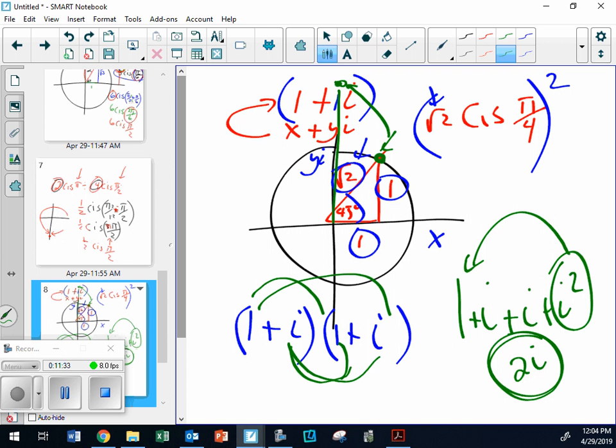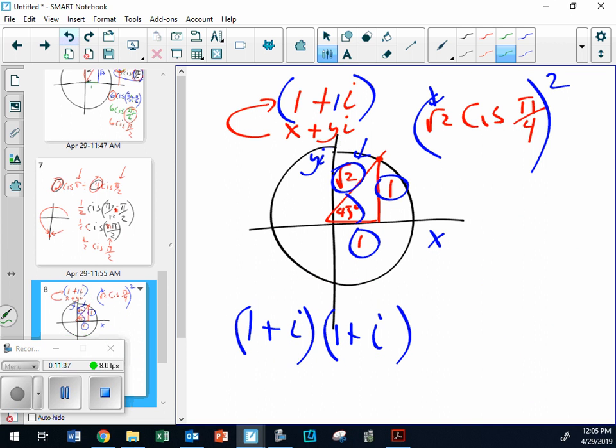All right, but how do we square something in cis form? What would seem logical to you? Multiply it by itself, so square root of 2 and you square it. That part's actually right. You do square the square root of 2 because it's squared here, right?